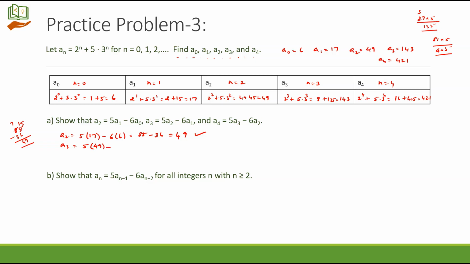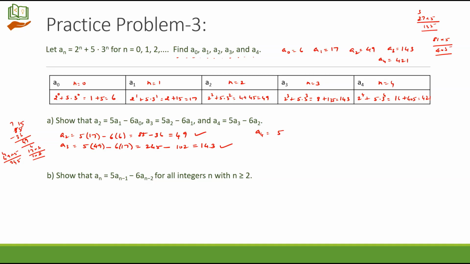What about A3? 5 into A2. 5 into 49 minus 6 into A1, which is 17. So what is 49 into 5? It is 245 minus what is 17 into 6? It is 102. What is 245 minus 102? 5 minus 2 is 3, 4 minus 0 is 4, 2 minus 1 is 1. So we have 143 for A3. This is also fine.